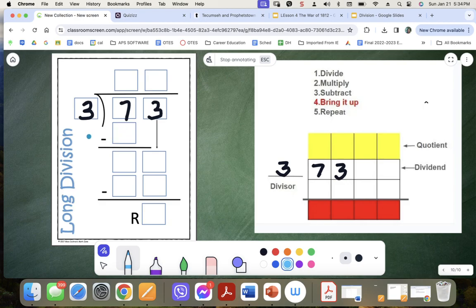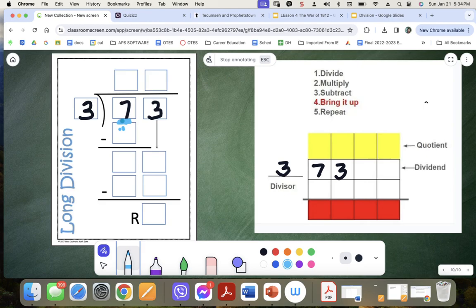73 divided by 3. We are not going to ask the question how many sets of 3 can we make out of 73 right away, because it's going to take us a lot. So let's go ahead and work on the long division. We're going to look at the very first digit in 73, which is 7. We're going to ask the question, can we make a set of 3 if we have 7 candies? How many sets of 3 can we make?